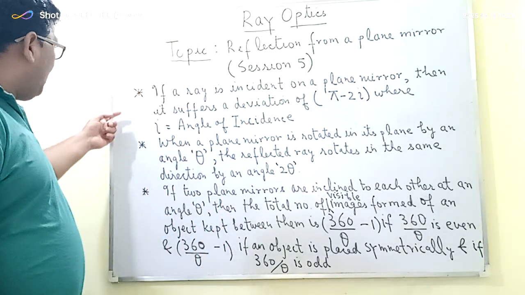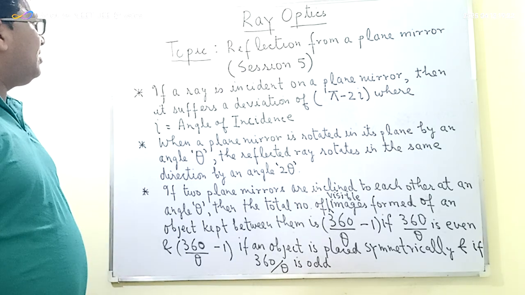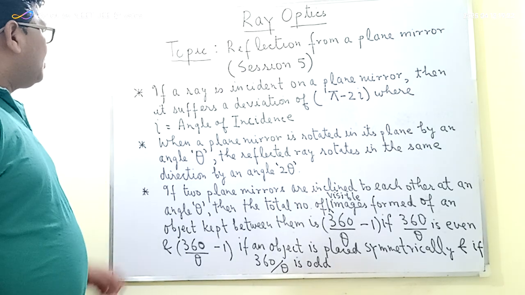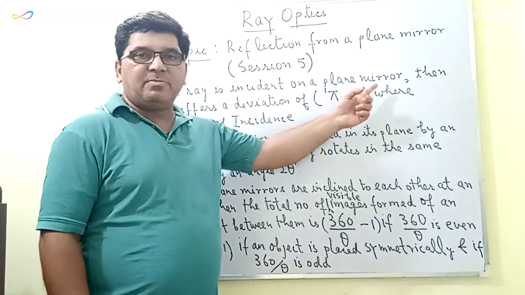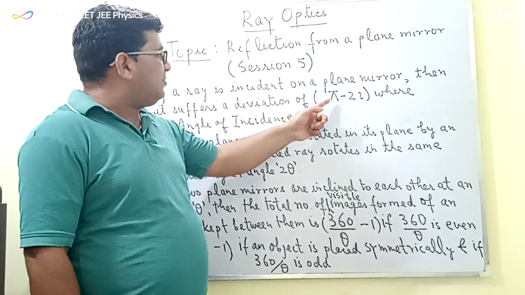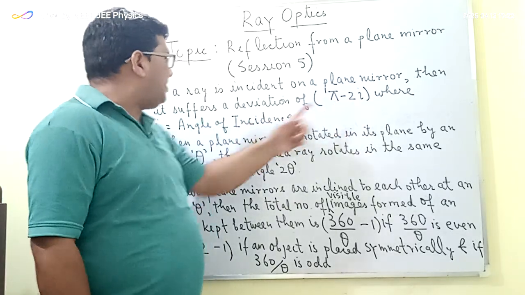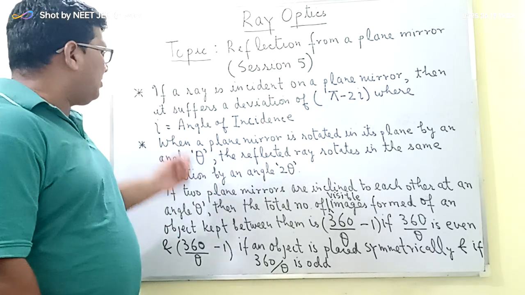With reference to this topic, I have written here 3 important points which will help us to understand it. The first point is that if a ray is incident on a plane mirror, then it suffers a deviation of pi minus 2i, where i is the angle of incidence. So this is the first important point.